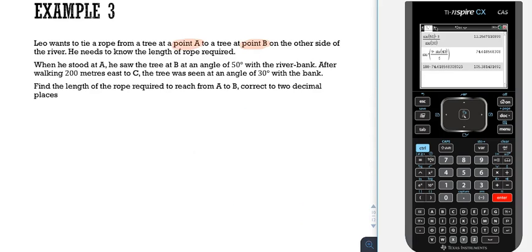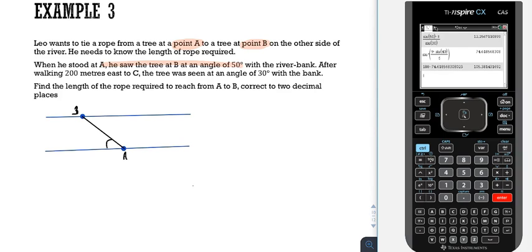Okay, last example, where this is a case of Leo wants to tie a rope from a tree at a point A to a tree at point B on the other side of a river. He needs to know the length of the rope required. So I'm going to draw the scenario. So the scenario here is two sides of a river where I've got A and I've got B.